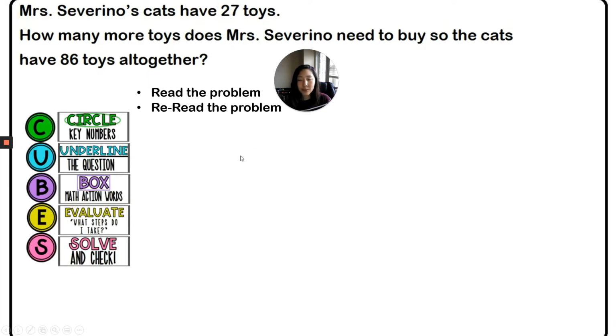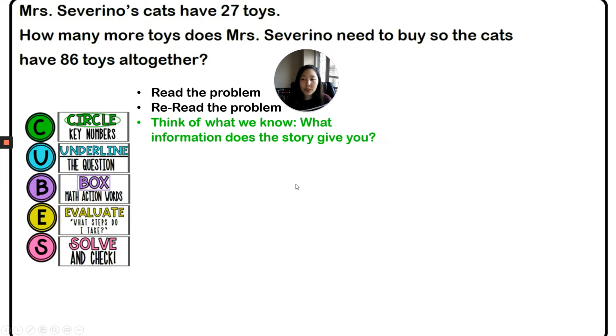All right, then we're going to go right into CUBES. First thing we're doing is C for circling the numbers and the units. This is going to tell you what you already know. Miss Severino's cats has 27 toys. There you go. So that's the first one. The unit is toys. The number is 27. How many more toys does Miss Severino need to buy so the cats have 86 toys altogether? Your unit does not change here, which is really good to know. And you went from 27 toys, you want to get to 86 toys.